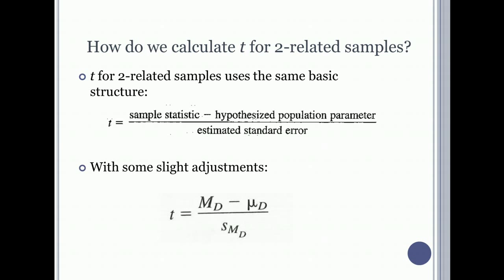With some slight adjustments, so the t would equal mean sub D, so the mean of the differences D, minus mu sub D, over S sub M sub D. So the minor adjustment, or a slight adjustment, is that you have this D value inserted in the notation. That D refers to the difference between the two related samples on whatever outcome variable you are testing.